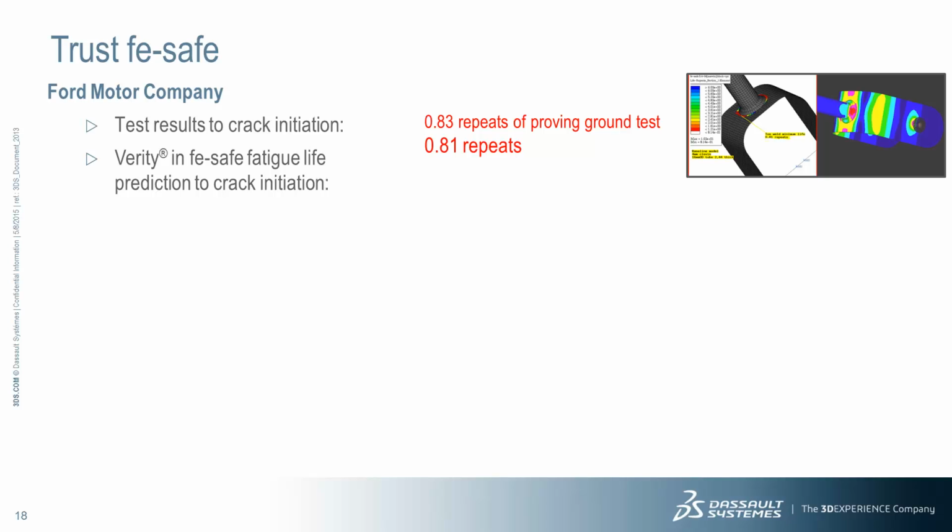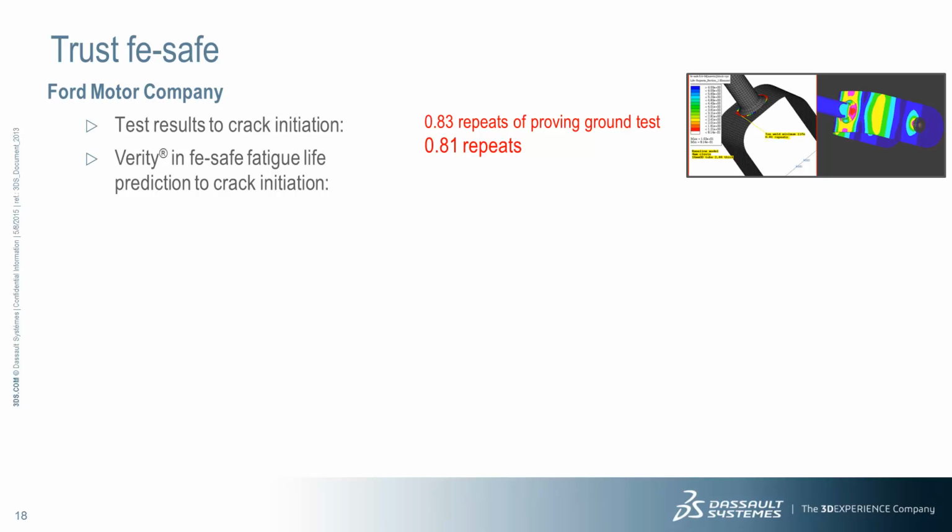FESafe gives excellent correlation with test results. The first example here is from Ford. It's an analysis of a welded joint, and the welds are said to be one of the most difficult areas when it comes to predicting fatigue life. As this slide shows, Ford was able to predict the fatigue life of this component remarkably well using Verity and FESafe.